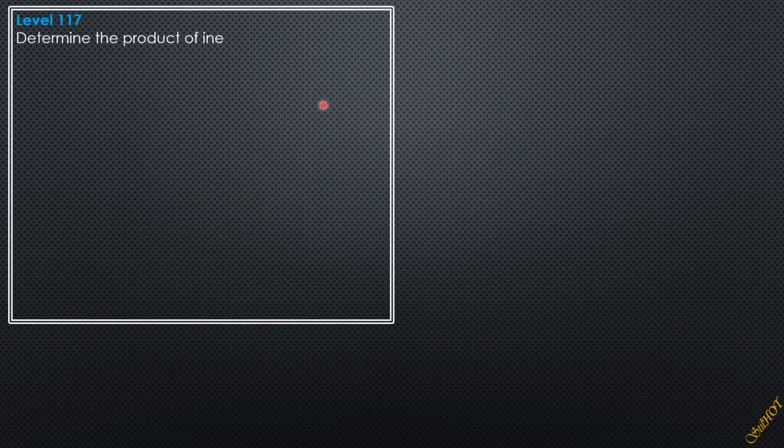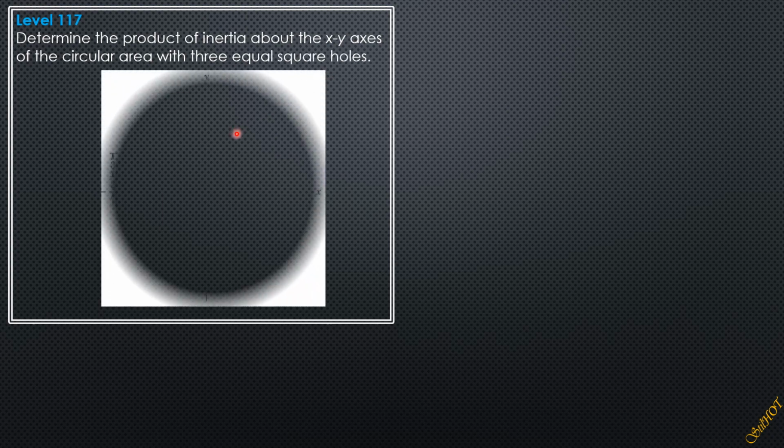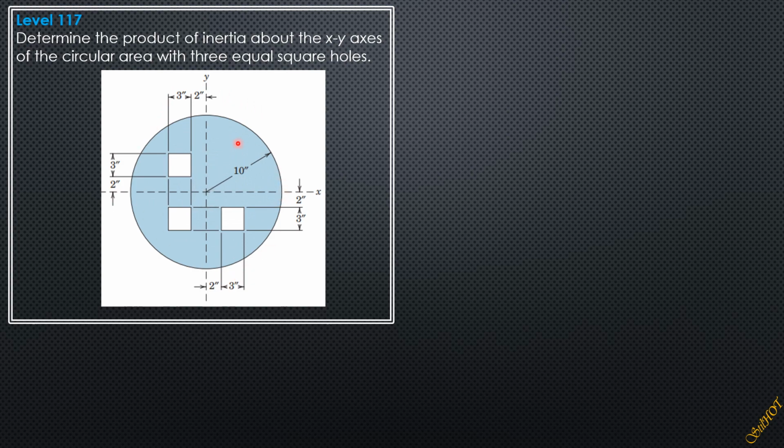Level 117, determine the product of inertia about the xy axis of the circular area with three equal square holes. So here is the given figure and the problem for our solution. Since this is also the centroidal axis of the circle, the product of inertia of the circle with respect to the xy axis is 0, and the reason is x and y are axes of symmetry.